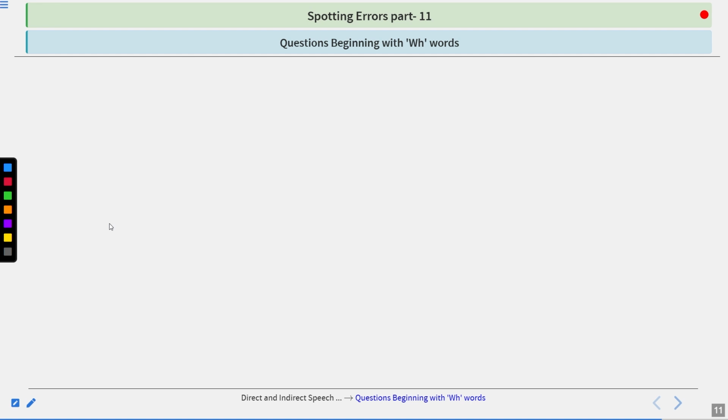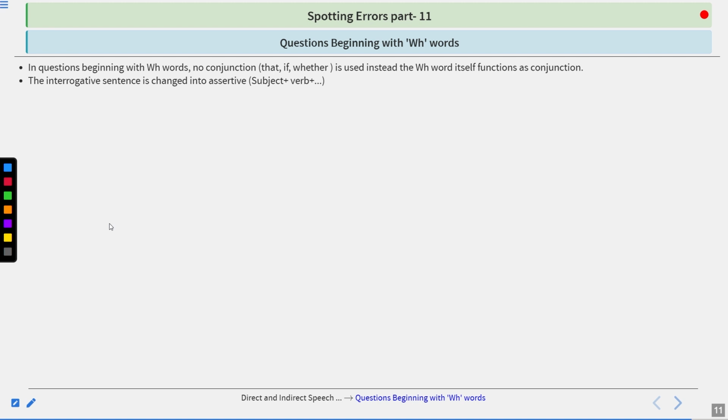Questions beginning with WH words. In questions beginning with WH words, no conjunction, that, if, whether, is used. Instead, the WH word itself functions as a conjunction. So you don't need to use that, if, and whether if you find a question beginning with WH words. The interrogative sentence is changed into assertive, and the formation of an assertive sentence is, first of all, the subject we need, then the verb, and then other words if needed.